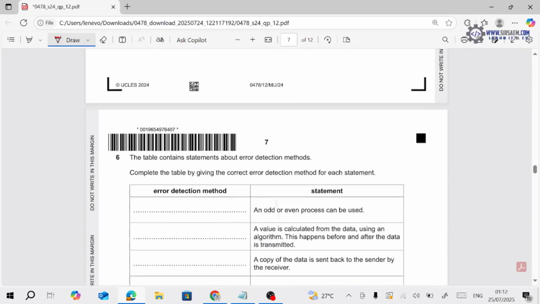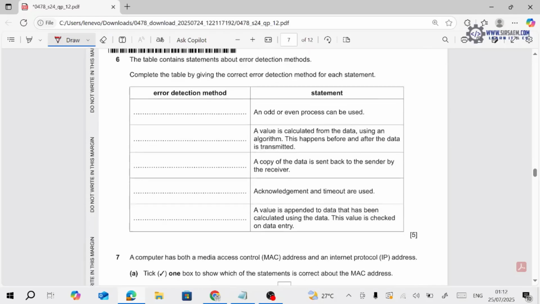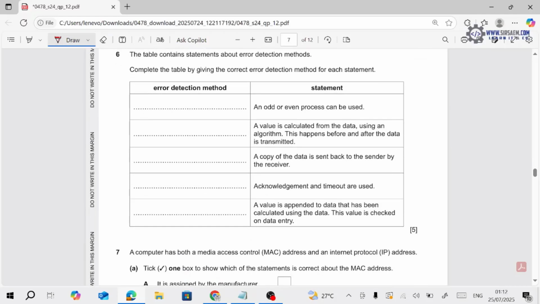Okay. The table contains statements about error detection. Complete the table by giving the correct error detection method for each statement. So here we have this one: this is your parity check, which is known as even or odd parity. Values calculated from the data using an algorithm, which is checksum. The copy of the data is sent back. Remember, when this copy is sent back, we call it an echo check. It's just like the echo test. It reflects and comes back.